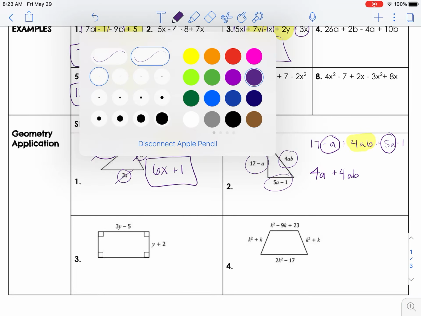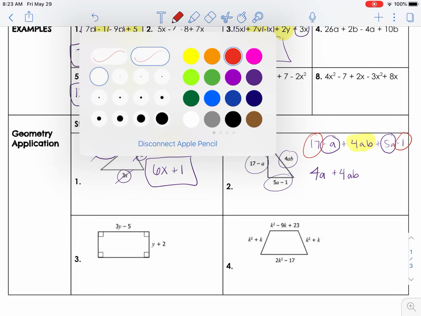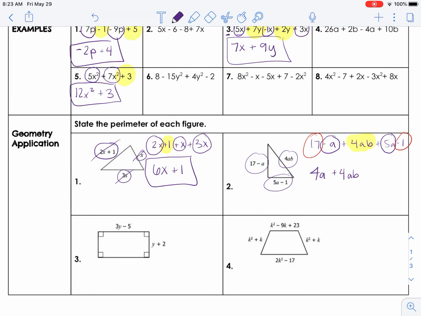And then we also have our constants. Notice that our constants are usually going at the end of the expression. That's just a good way to stay organized. So we've got 17 minus 1 is going to be positive 16. And that's as simplified as we can get. So that is our answer.